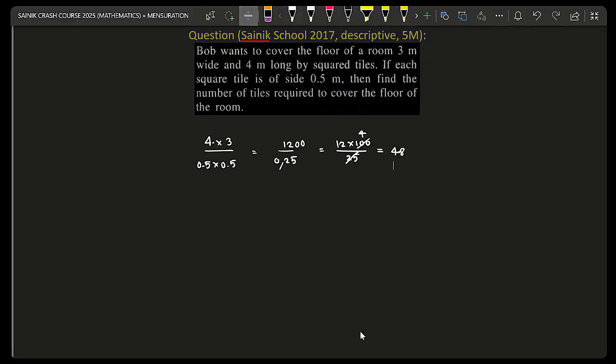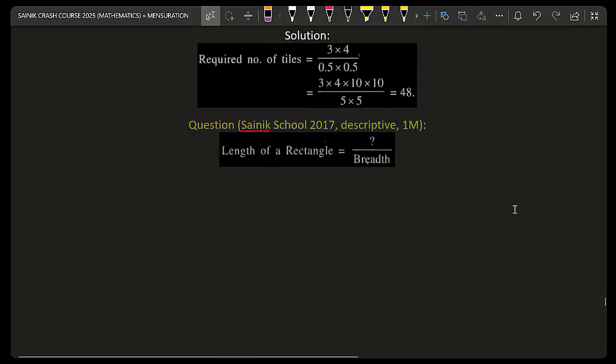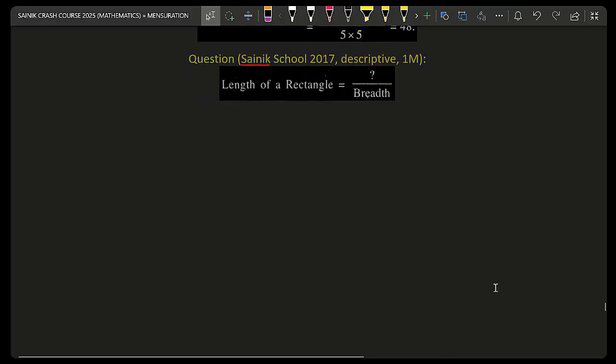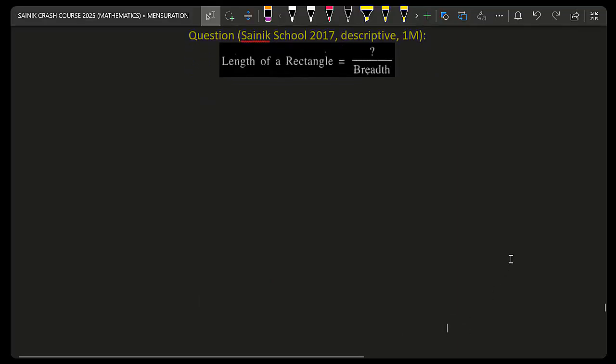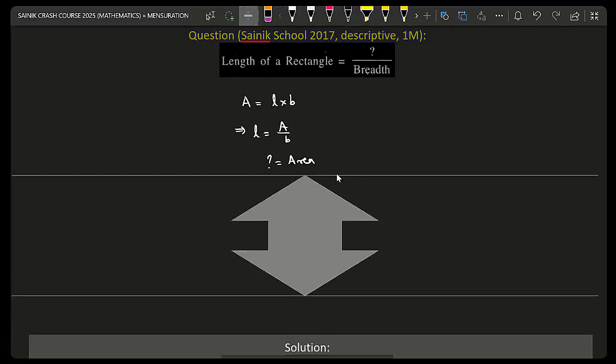Okay, very good. You can mute. Okay, sir. So next question, 2017 exam, only for 1 mark. Sir, can I ask this question? Yeah, it's a very simple question. Length of a rectangle is equal to what by breadth? Area by breadth. We can write area is equal to length into breadth, and we want to make length the subject. Transpose breadth to the left side. We get area by breadth, right? Yes, sir. So the question mark is area. Area.